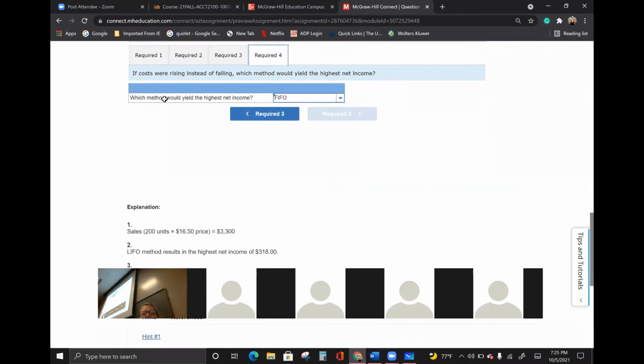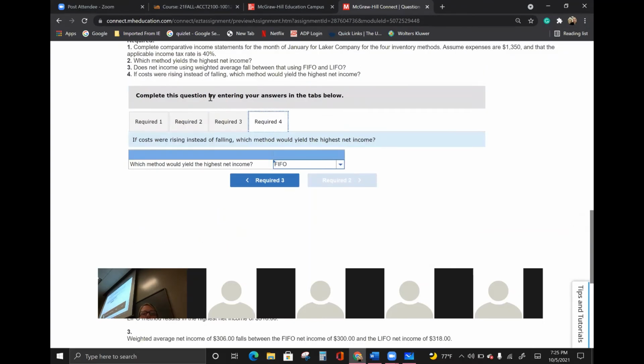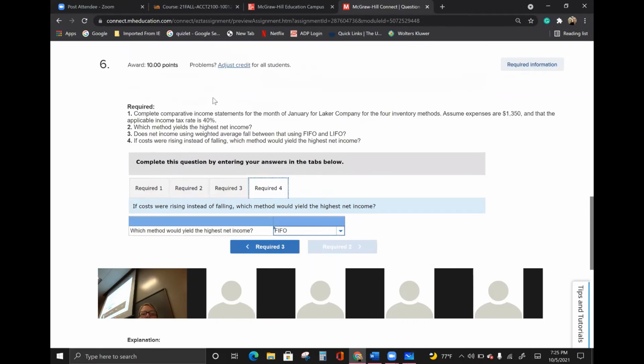And then which method, okay, so we're using rising instead of falling. What method would yield the highest net income? FIFO. Because remember, it's rising, so the older ones are less in cost. So my cost of goods sold is less, which means my net income is higher.